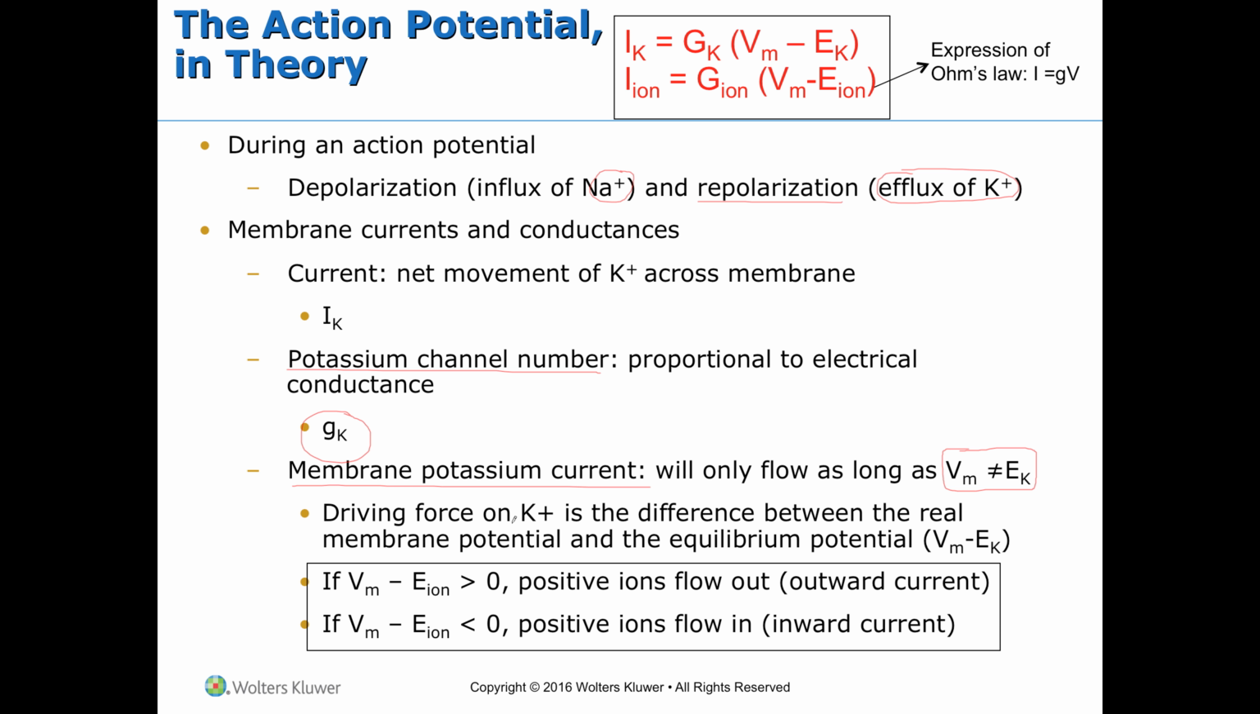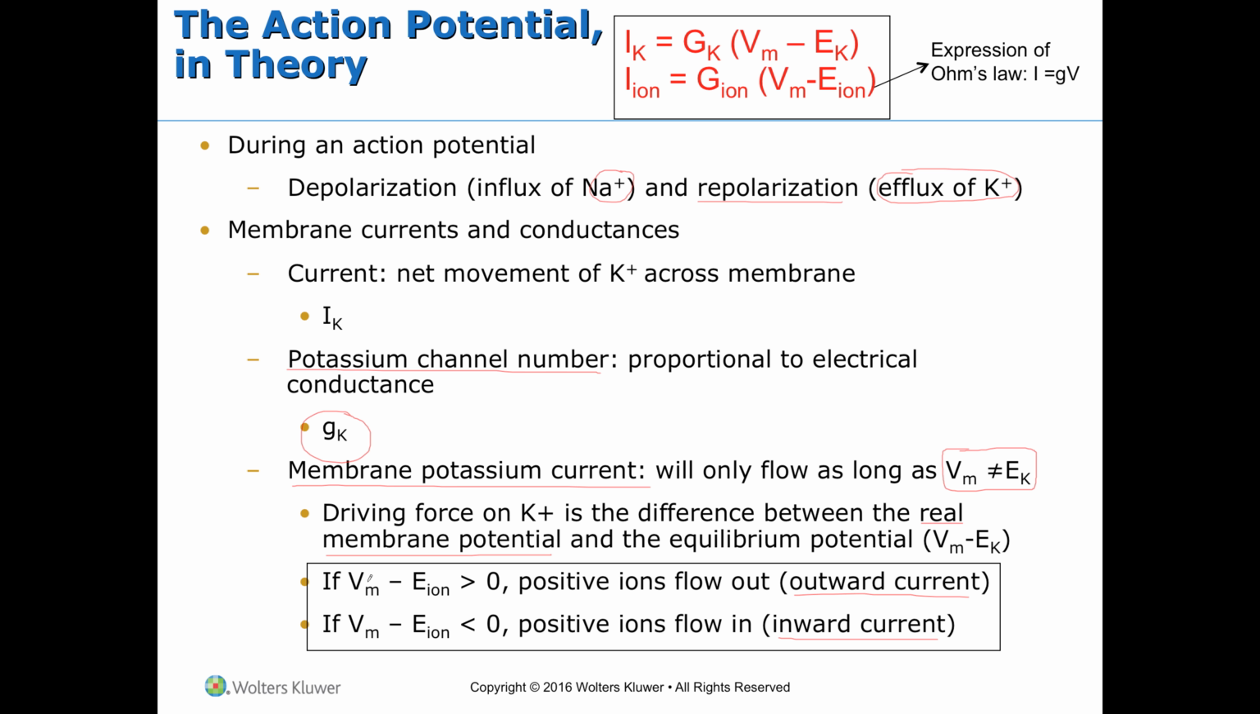So the driving force on potassium is going to be the difference between the real membrane potential and the equilibrium potential. If the membrane potential minus the equilibrium potential for a given ion is greater than 0, positive ions are going to flow out. This results in an outward current. If the membrane potential minus the equilibrium potential is less than 0, positive ions will flow in, and this is an inward current. So what I would like you to do is take out a piece of paper or just draw on something, because I want to show you how this makes sense.